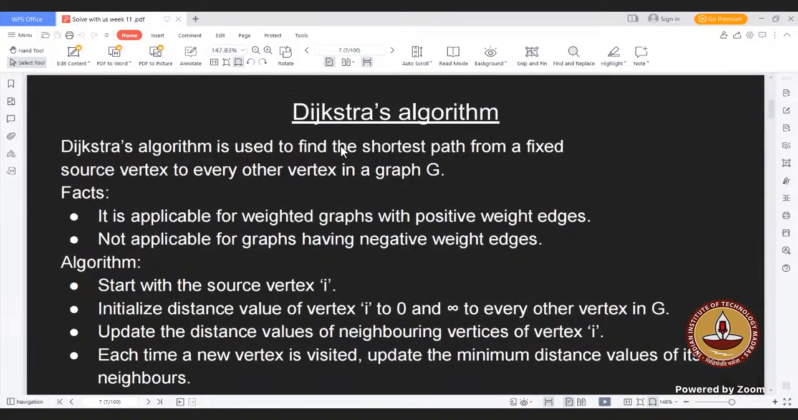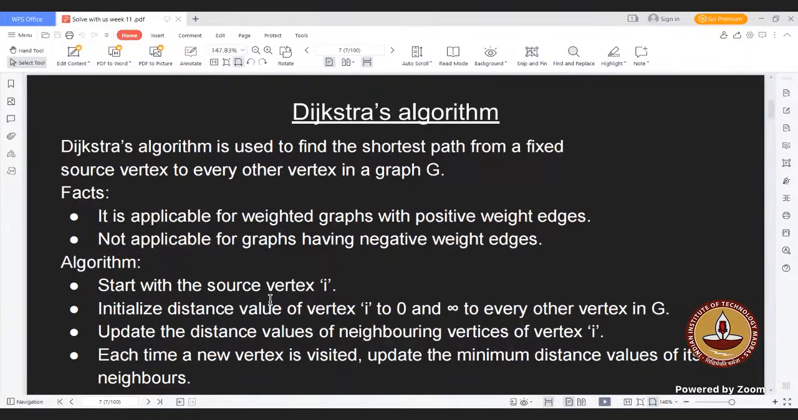Dijkstra's algorithm is used to find the shortest path from a fixed source vertex to every other vertex in the graph. If the vertices of the graph are 1, 2, 3, 4, and 5, and we say our source vertex is 1, we can find the shortest distance between 1 and every other vertex. It is applicable for weighted graphs with positive edge weights. It is not applicable for graphs having negative edge weights. Even if one edge weight is negative, we can't apply this algorithm. It may or may not give the correct result.